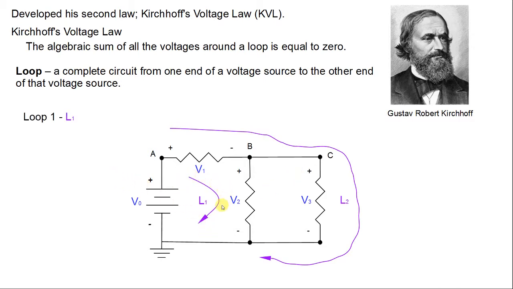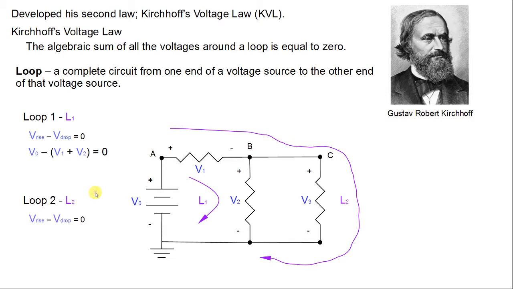So if I look at loop 1 here and I just apply his voltage law to that, I have my rises and I have my drops. So what are my rises? My rises are V0. And my drops are V1 and V2. See, I'm going from positive to negative. That's a drop. I'm going from positive to negative. That's a drop. And that is all of the drops that I have in L1. So I add those two together and I subtract them from V0, and that must equal 0. That's how to apply the law in that loop.